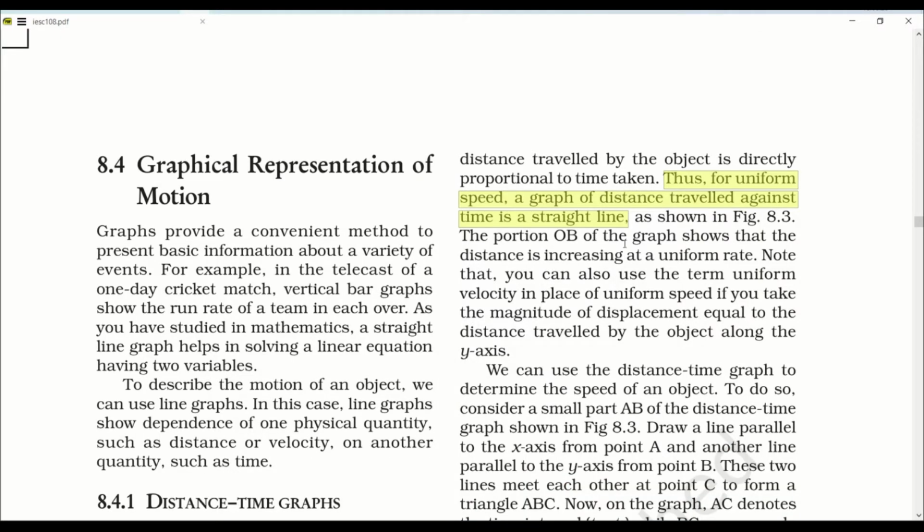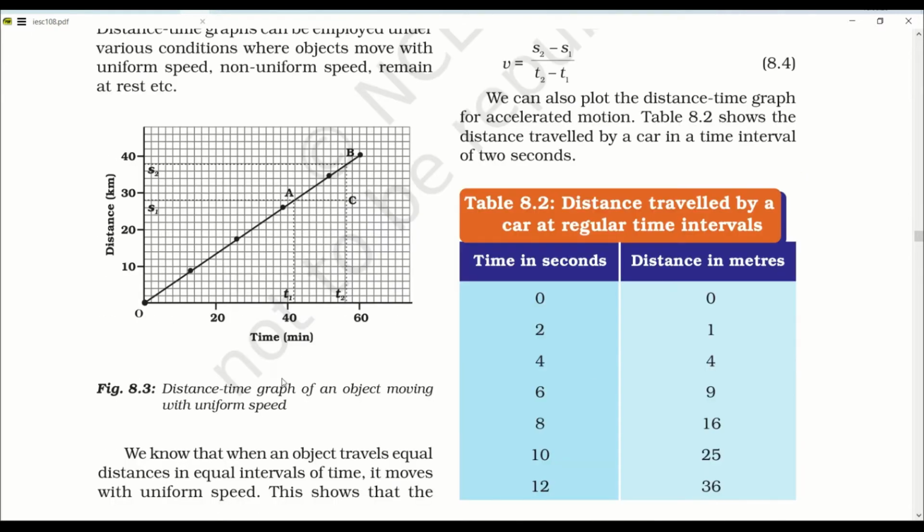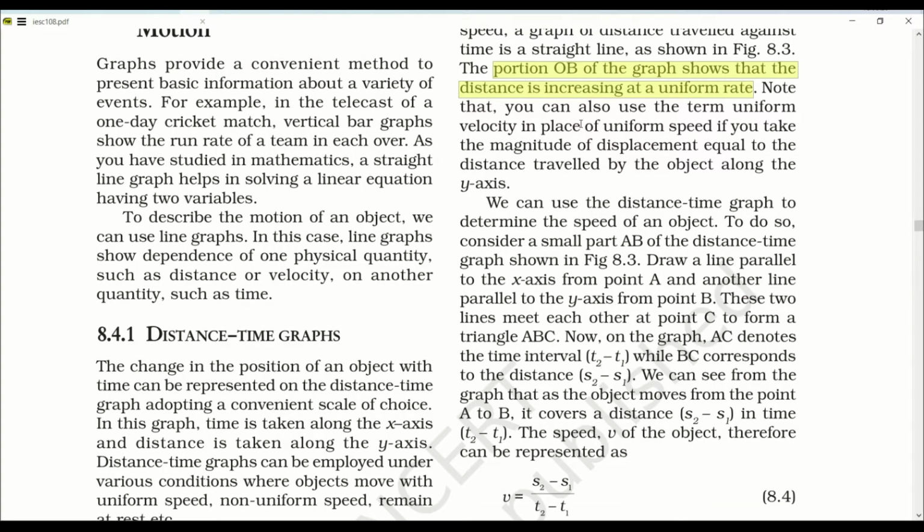The portion OB of the graph shows that the distance is increasing at a uniform rate. OB is this part. This is O and this is B. This line shows that it is traveling equal distance in equal intervals of time. Note that you can also use the term uniform velocity in place of uniform speed if you take the magnitude of displacement equal to the distance traveled by the object along the y-axis. We can use the distance time graph to determine the speed of an object.